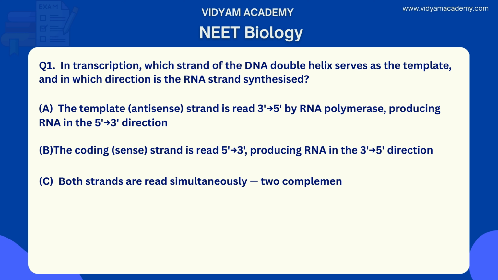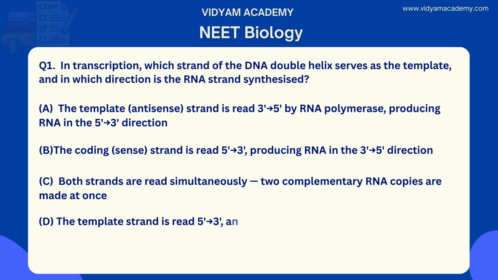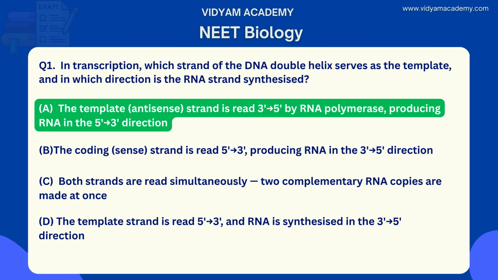Option C. Both strands are read simultaneously. Two complementary RNA copies are made at once. Option D. The template strand is read 5 to 3 and RNA is synthesized in the 3 to 5 direction. What is the right answer? Do you guess the right answer? The right answer is option A. Let's see how and why.